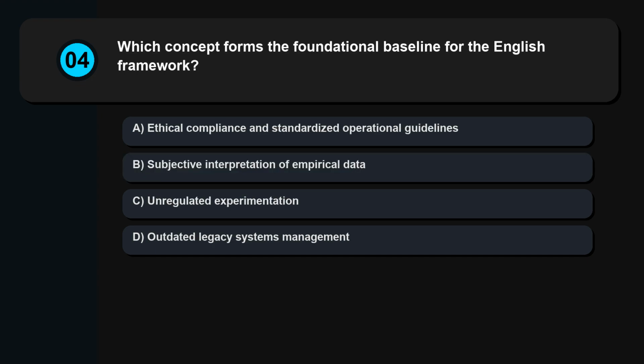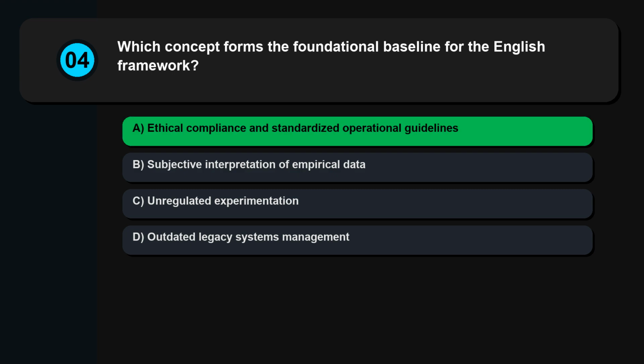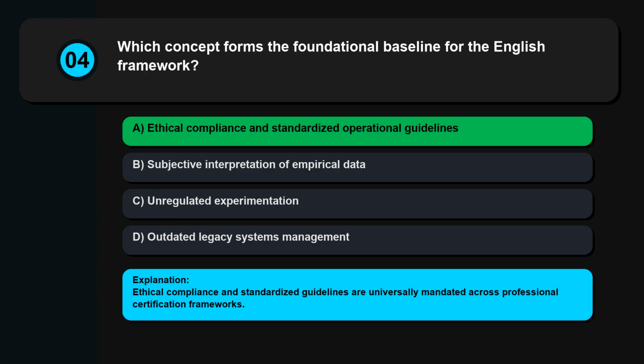Question 4. Which concept forms the foundational baseline for the English framework? Ethical compliance and standardized operational guidelines, subjective interpretation of empirical data, unregulated experimentation, outdated legacy systems management. Ethical compliance and standardized guidelines are universally mandated across professional certification frameworks.